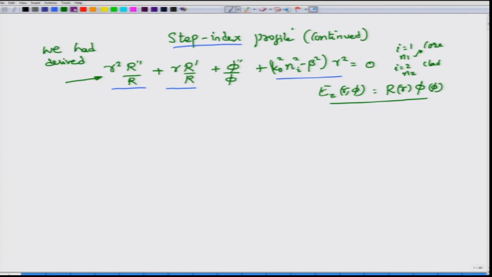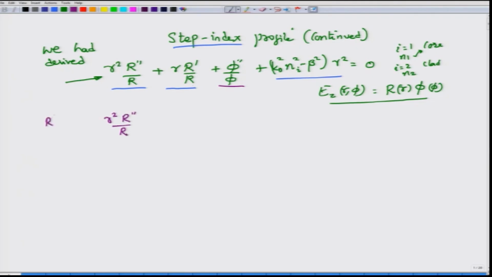Now, this term which I am underlining with a different color is a function only of phi. In arriving at this equation, of course, I have divided everything by R and adjusted the equation such that I get this kind of functional dependence. Now, let me do something. I am going to rewrite this equation by grouping all the terms which are functions of small r on one side and the functions of phi on the other side, and then what we will get. So, I have r squared R double prime by R.